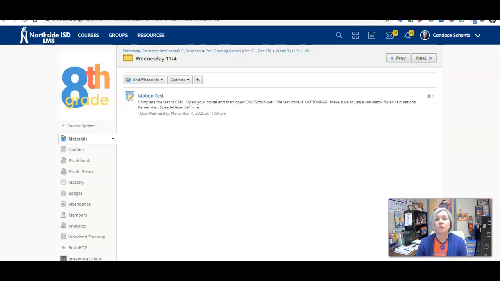Speed is the relationship of distance and time. Velocity is speed with direction, and acceleration is any change in motion. Speed up, slow down, change direction. The only unit for acceleration is meters per second squared. If you see that, m/s squared, that has to be acceleration.